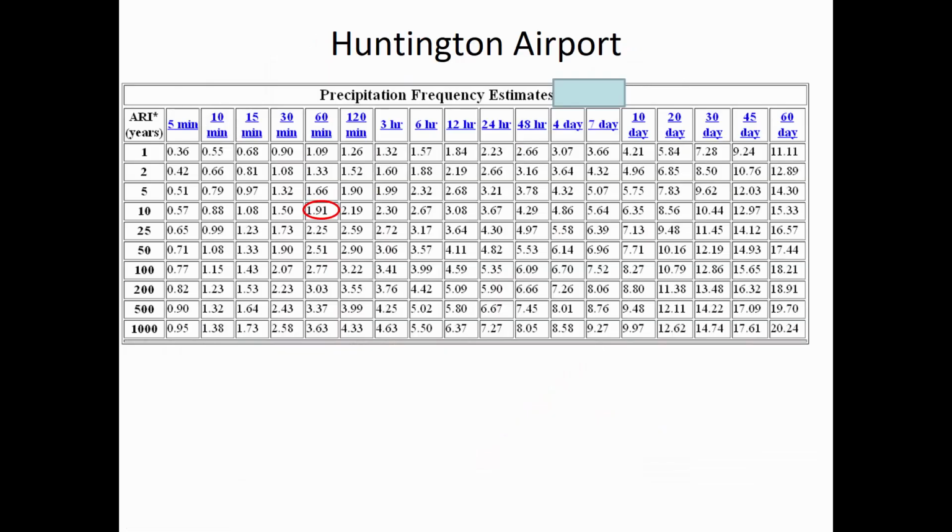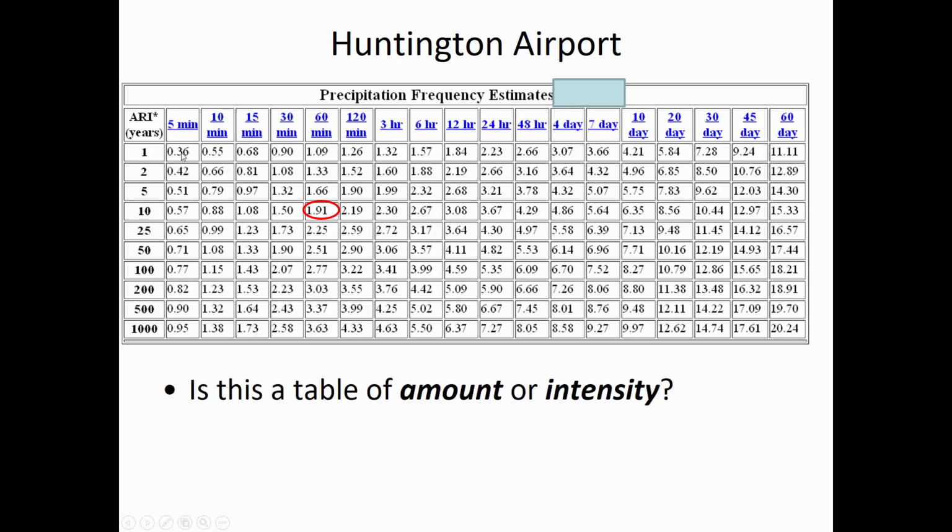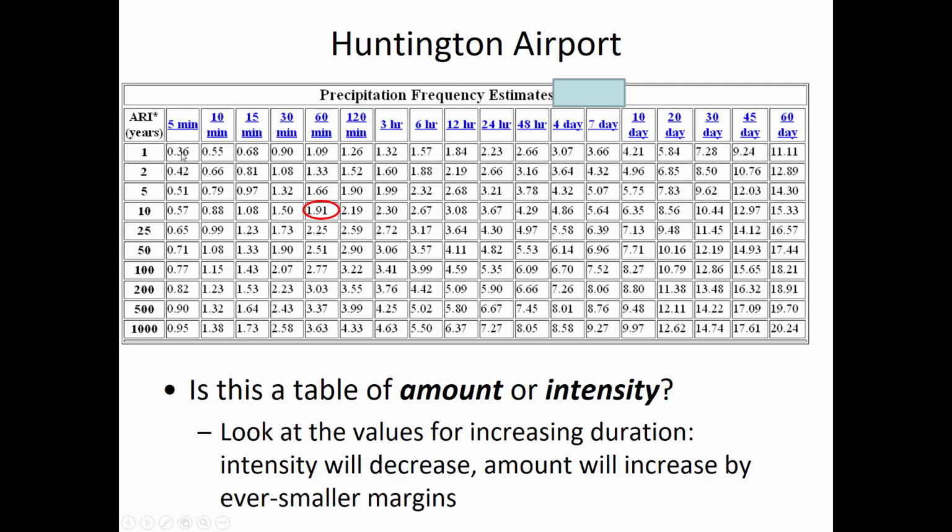All right, so is this rainfall depth or rainfall intensity that we're looking at? Depth, that's right. Because if it was intensity, you'd have the most for the short duration. So this is amount. If we have increasing duration and increasing amount, then that tells us that it's amount rather than intensity.